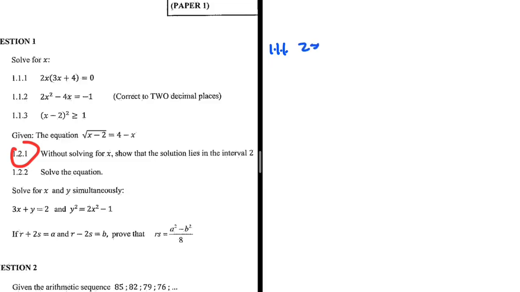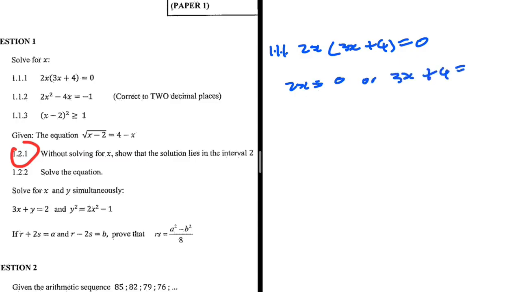We have 2x multiplied by 3x plus 4 being equal to 0. We have two numbers multiplying each other, right? And then the answer is 0. So one of the two numbers needs to be equal to 0 itself. That is the only way that is possible. So we have 2x is equal to 0, or 3x plus 4 is equal to 0. Should be easy to see that x is equal to 0, or x is equal to minus 4 over 3.